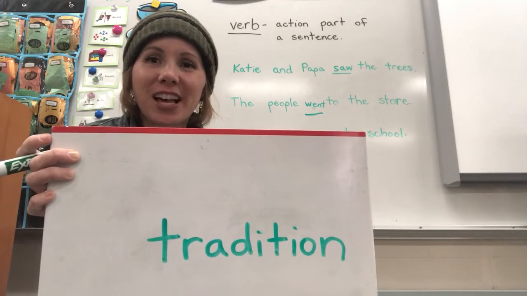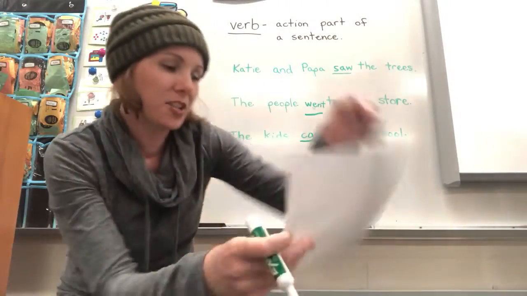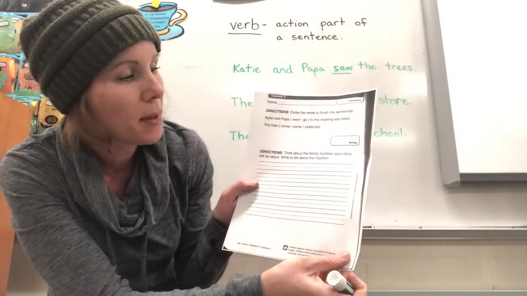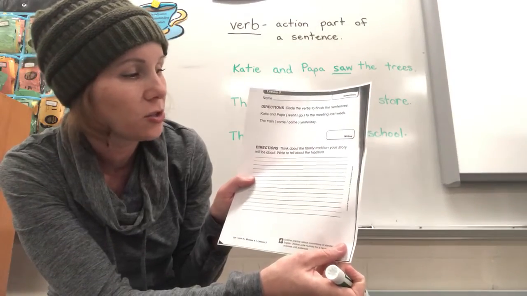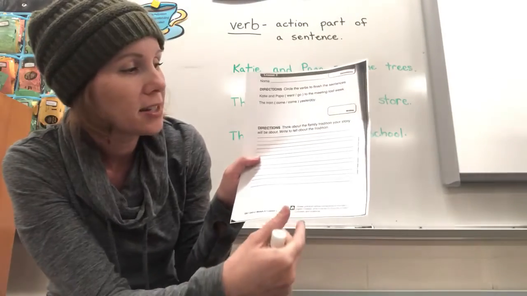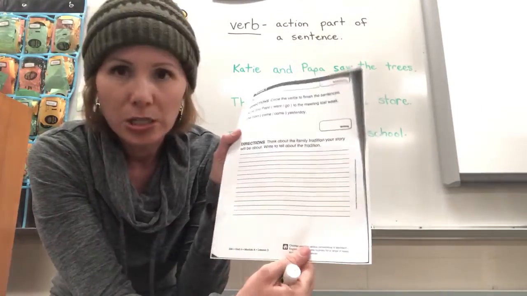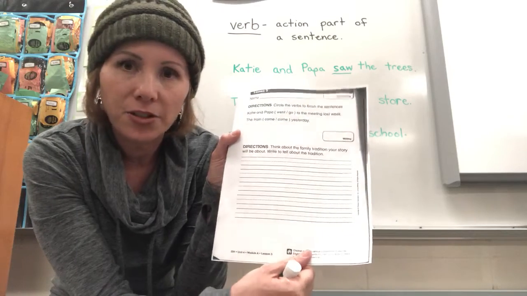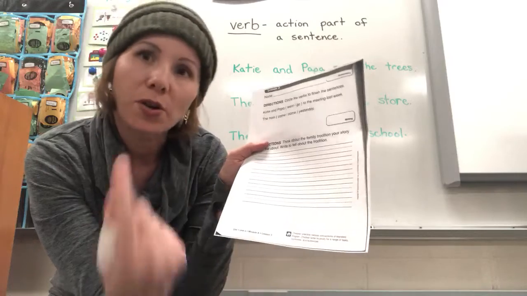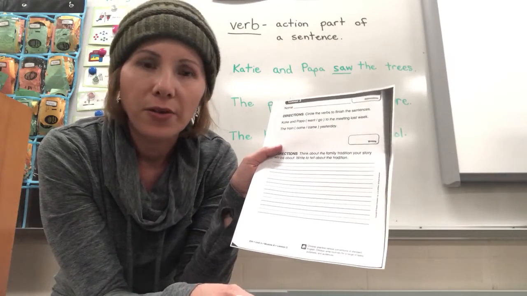So you're going to use that vocabulary word tradition on the same page, and the directions say, think about the family tradition your story will be about. So you're going to write a story right here. Write to tell about the tradition. And if you run out of space, you're going to need to write small in nice, neat end of first grade writing. If you run out of space, you can add some more lines here, or you can go on to the back side. So you're going to tell a story about your favorite family tradition.